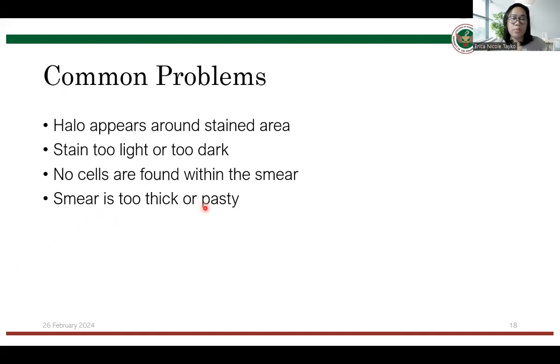Smear is too thick or pasty, so when you obtain a bacterial growth that is too much, and later on the smear is too thick, meaning light can no longer pass through the cells, or when you observe it under the microscope, they would appear as clumps or clusters when in fact that is not their natural arrangement. Right? So, yeah.